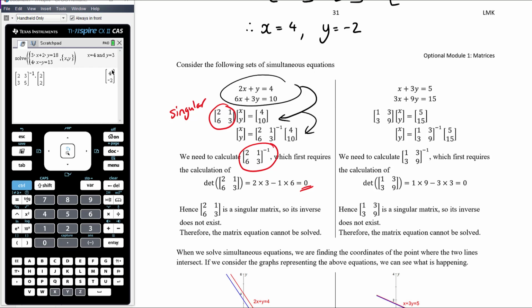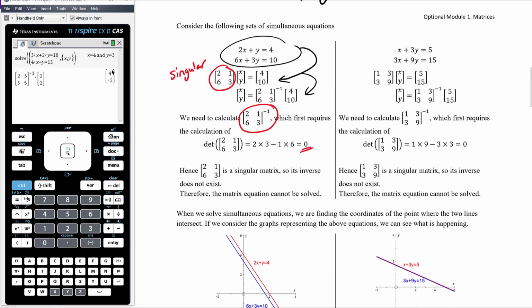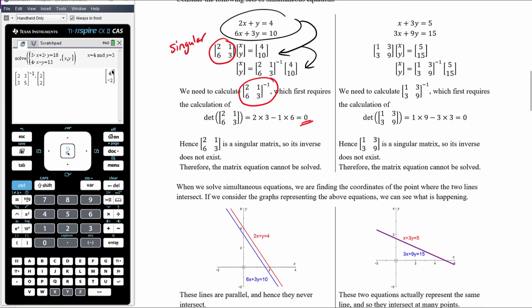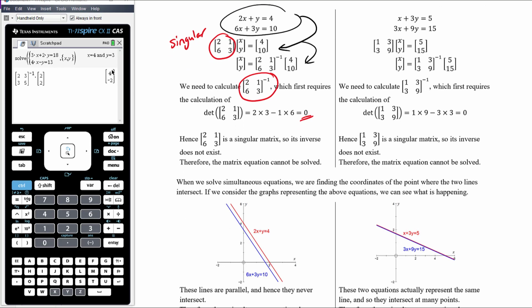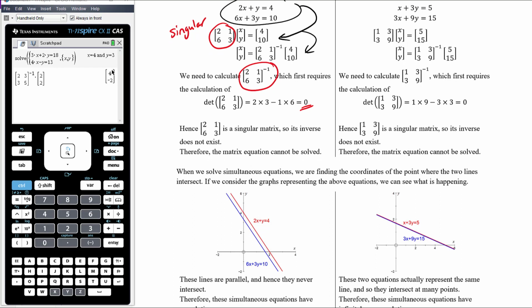And the same thing happens. So what we'll see here is when this happens, if we were to think about the graphs of these two lines, if we were to graph 2x plus y equals 4 and 6x plus 3y equals 10, we would actually see that these two lines are parallel lines. And so when we're solving simultaneous equations, what we're finding is the coordinates of the point where the lines cross. And so if the lines don't cross at all, we're not going to get a solution. So that's why it made sense that the determinant was equal to 0.